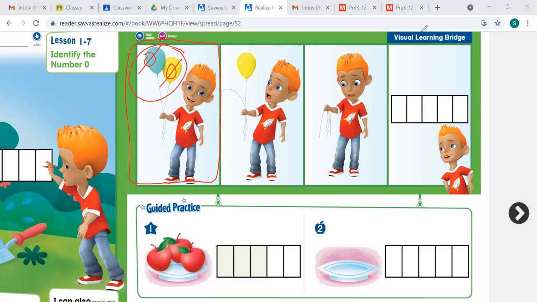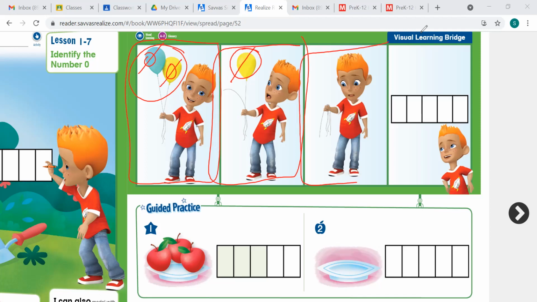All right, now let's look at the next picture of Alex here. How many balloons does he have now? He has 1 balloon. So what number tells how many balloons there are? 1. And how did you know that? Because you can count it. 1.